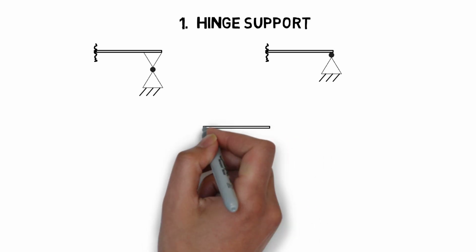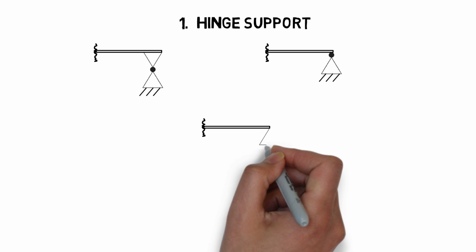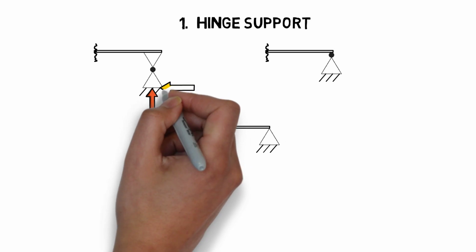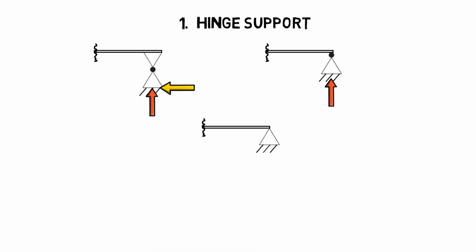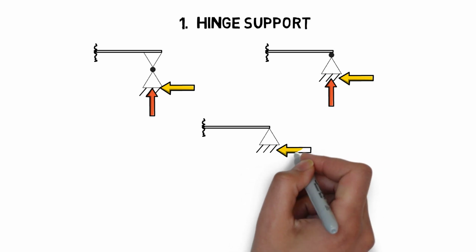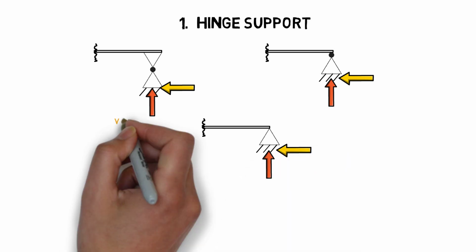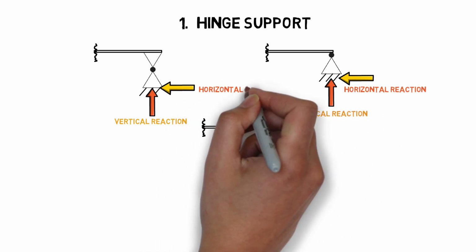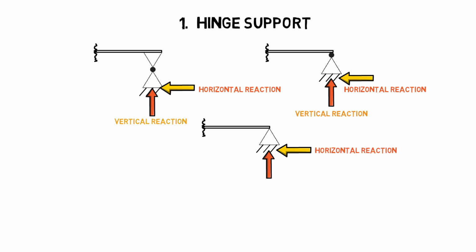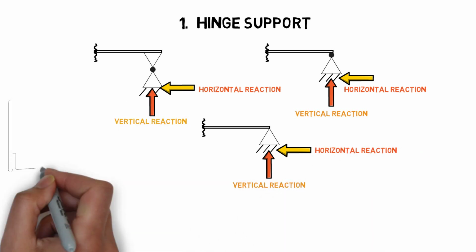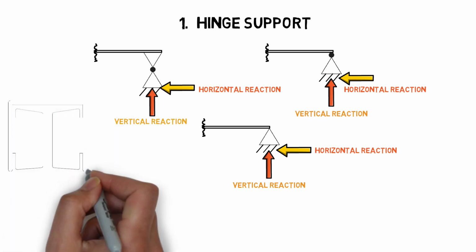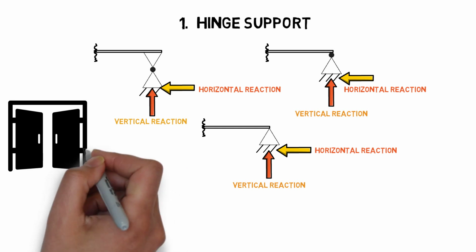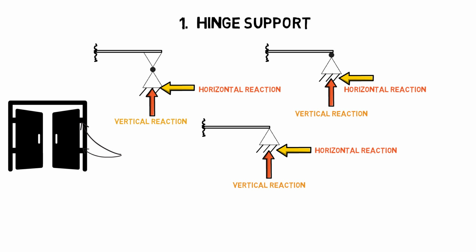The following are the different representations of hinge support, and in all of these there will be two reactions developed, that is horizontal reaction and the other one vertical reaction. Coming to the example of hinge support, the best example is a door or door leaf, which only rotates about its vertical axis without any horizontal and vertical movement.